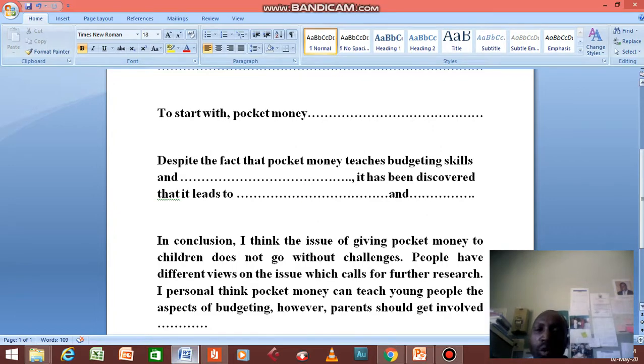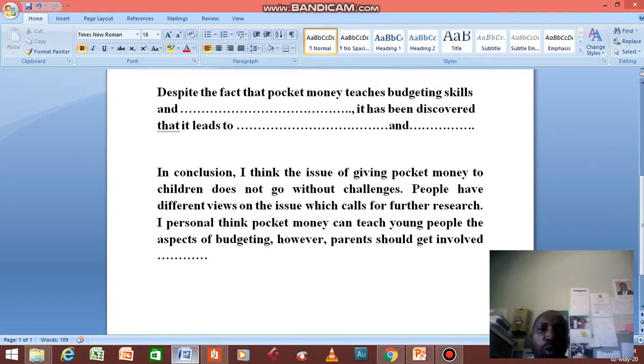Then from there, in conclusion, you give your stance. In conclusion, I think the issue of giving pocket money to children does not go without challenges. People have different views on the issue, which calls for further research. I personally think pocket money can teach young people aspects of budgeting. However, parents should get involved in, and then you continue there. So in that case, that's your strongest feeling about the topic, that pocket money comes with challenges, A, B, C, and D. Then you conclude there. So it's very important for you to understand the question.